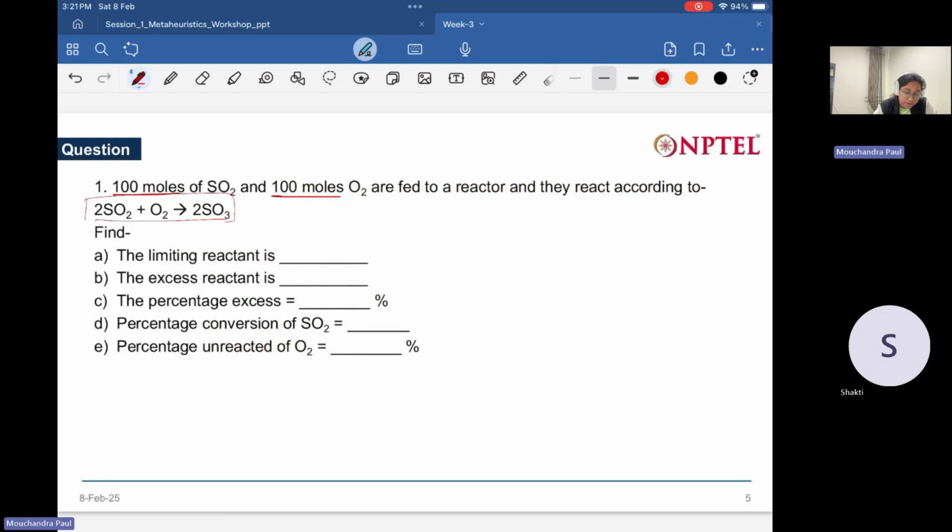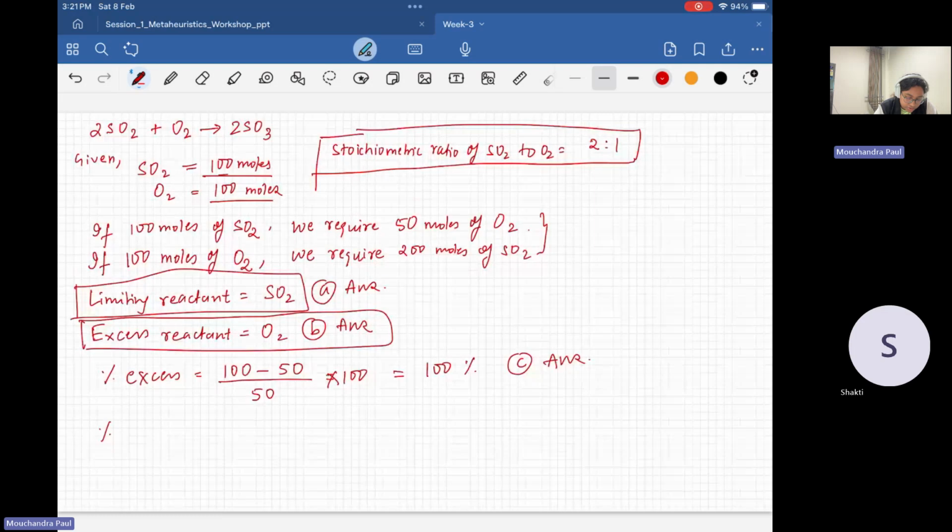Next, what is the percentage unreacted O2? So we have to find that. In order to do that, we have to see how much of the limiting reactant is reacted, because whatever O2 is reacted is because it completed when it underwent reaction with SO2. So we have to determine how many moles of the limiting reactant, that is SO2, are reacted, divided by the total number of moles that is there. That is how we will do it.